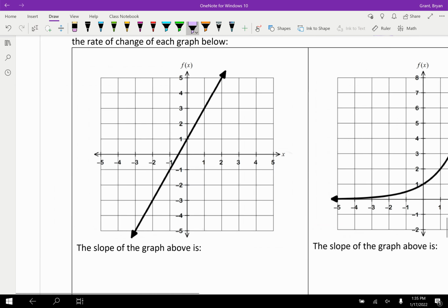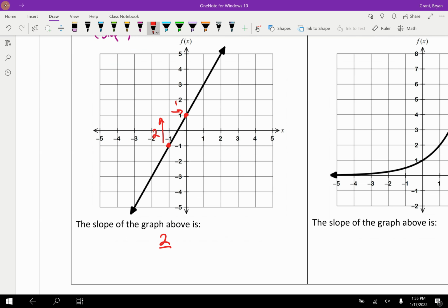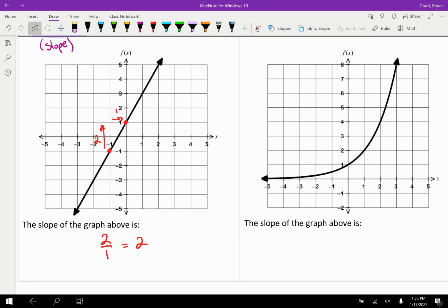For example, if you're asked to find the rate of change, which is a fancy way to say the slope, of this linear function down below, you should be able to do it. And let's do it together just so you remember. We pick 2 nice points, doesn't matter where they are, and we calculate the rise and the run. And so we can say the steepness or the slope of this graph is 2 over 1, or just 2 if you'd like. Could you do that with the exponential function?